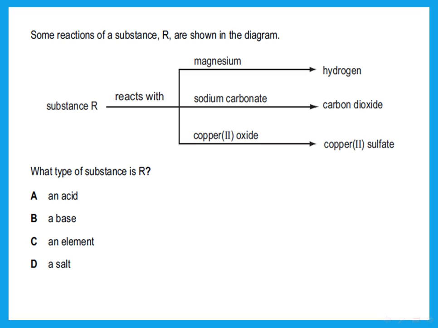So this is a question that says some reactions of a substance R are shown in the diagram. So he's telling me that substance R reacts with magnesium, which is a metal, to give hydrogen gas. It reacts with carbonate to give carbon dioxide gas. It reacts with an oxide, which is a base, to give salt. What do you think substance R is? What did we say we react with? Metal or carbonate or base? It has to be an acid.